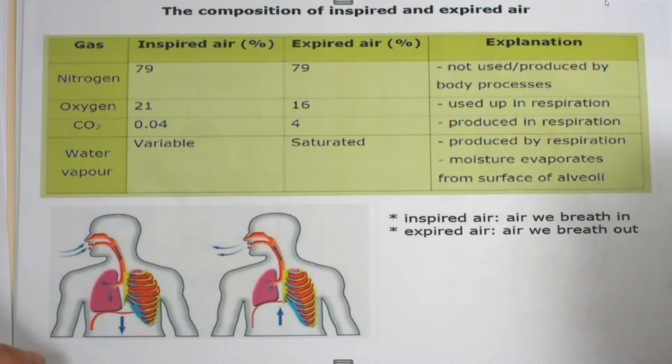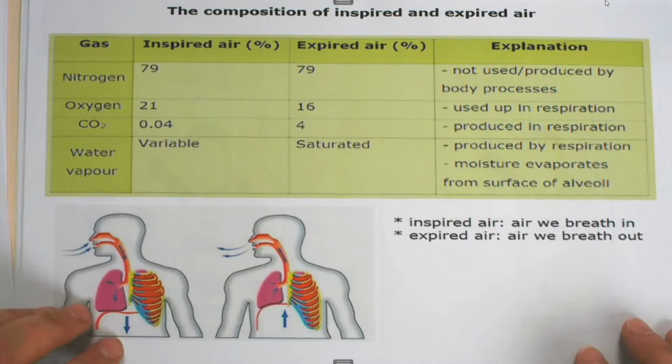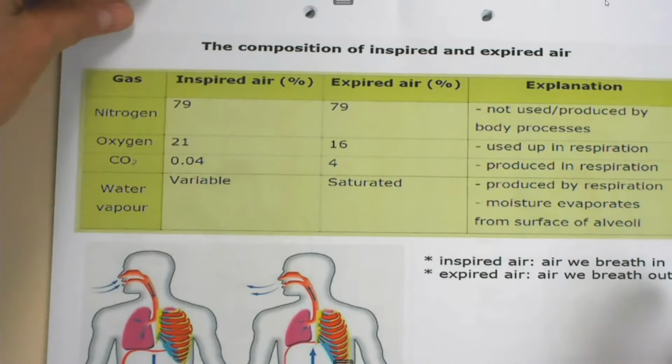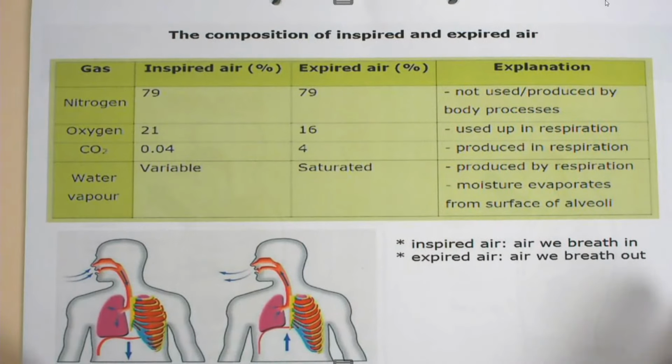All right, and then just some more information for you. When we breathe in and when we breathe out, what is the composition of the air? All right, so inspired, meaning the air is coming in. Expired, meaning the air is going out. So during rest, when we are not busy with an activity, then we normally breathe about 15 times a minute.